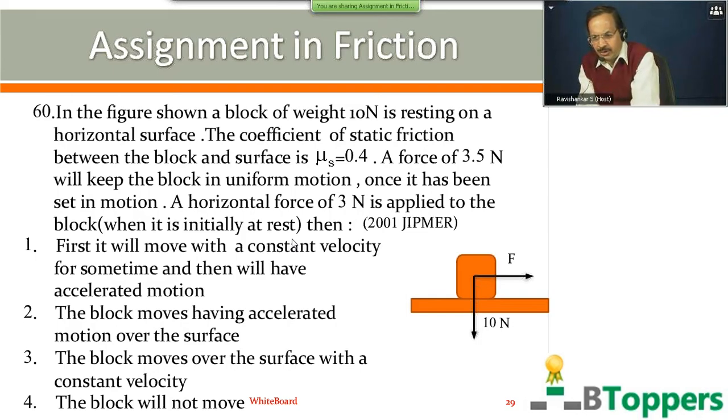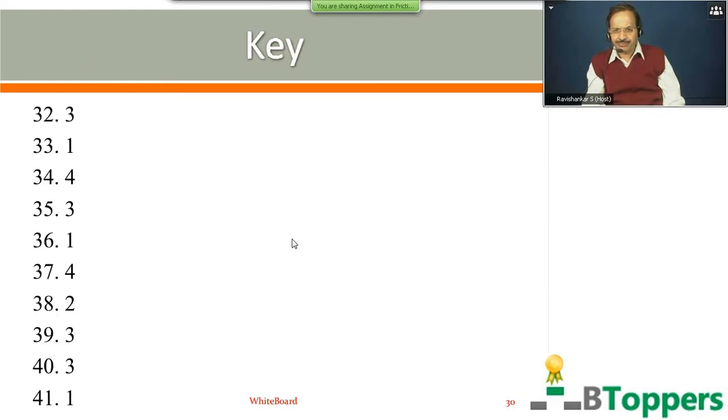Next I am going to show you the answers for all these questions numbering from 32 to 60. Come on, look at the answers on the screen. Question number 32, third option is the answer. For question number 33, first option. For question number 34, fourth option. For 35, third option. For question number 36, first option. Check your answers one by one.